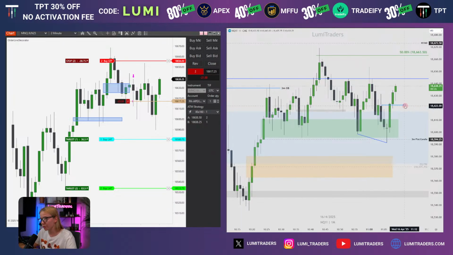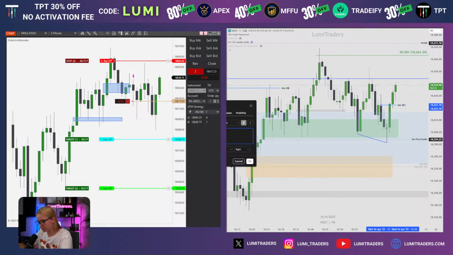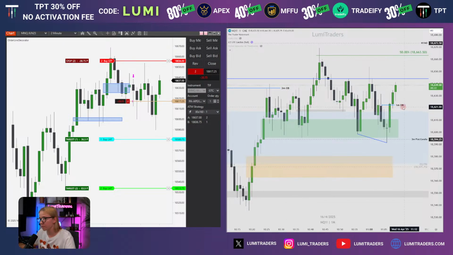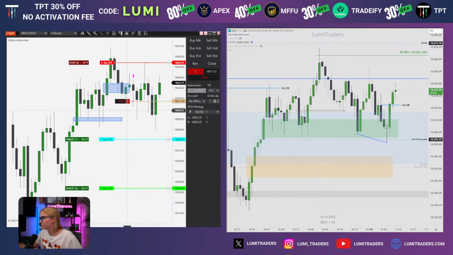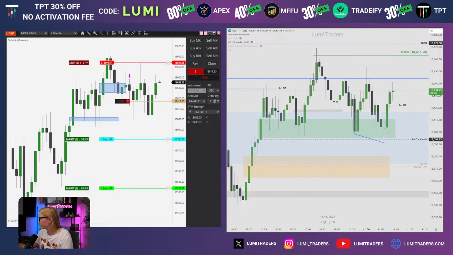Yeah, right now it's bullish. I totally agree with you about this 1-minute order block. Once we break above this high, it's going to be a break of structure to the upside. Probably it will go up right now.